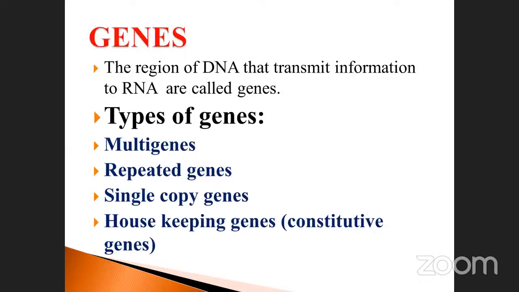And next, we will pass on to genes. So what are genes? What are the types of genes? The region of the DNA that transmits information to RNA is called a gene. DNA to RNA, the information: there is a mutual understanding between these two components, a language for this transmission of information to RNA. These are called genes.